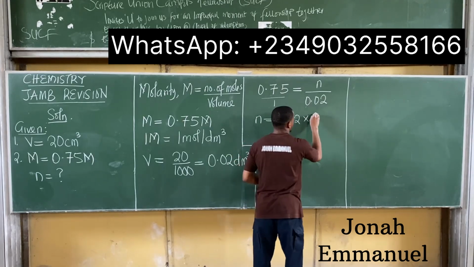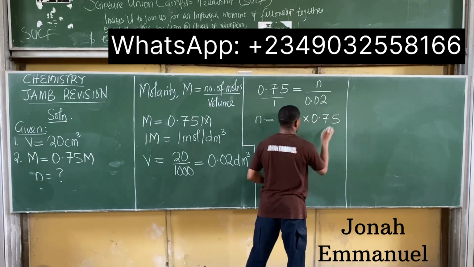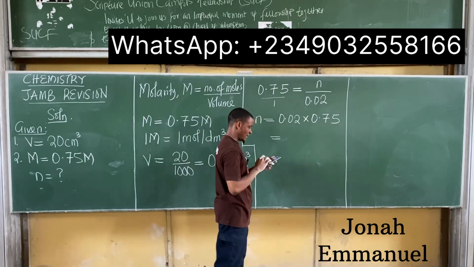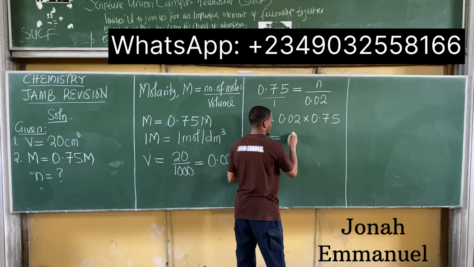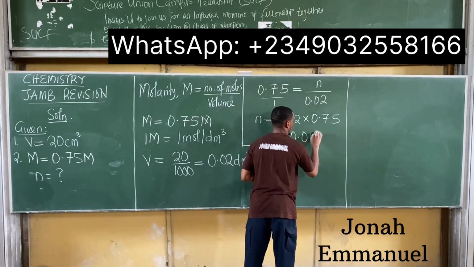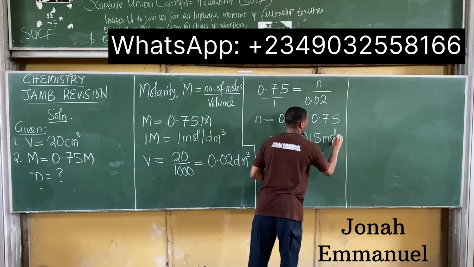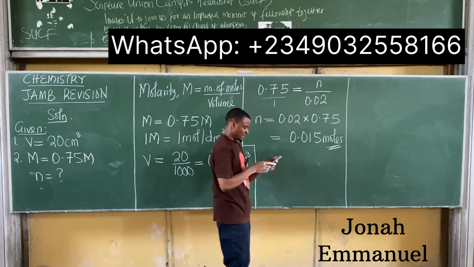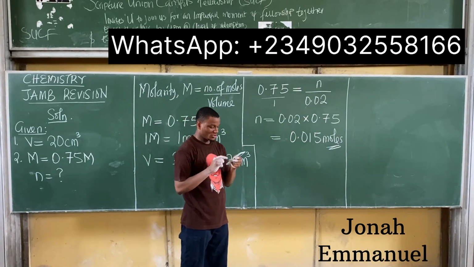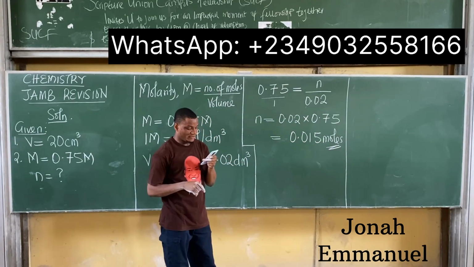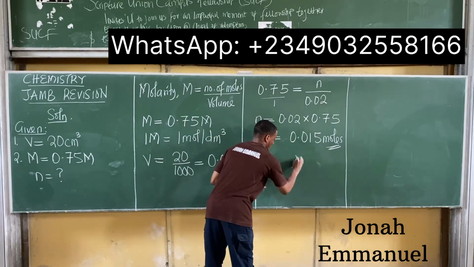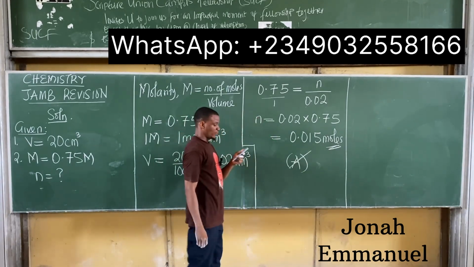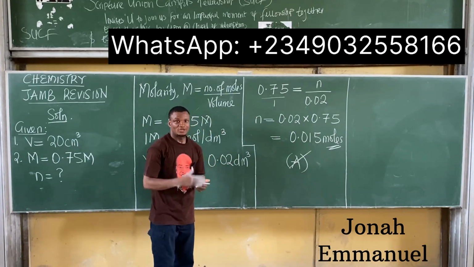0.02 times 0.75. If I multiply this, my answer here is 0.015 moles. We have to find the number of moles. So my answer is 0.015 moles. I will check which option matches this. The option that matches this is option A. My answer there is option A, 0.015 moles. So that's how we solve this.